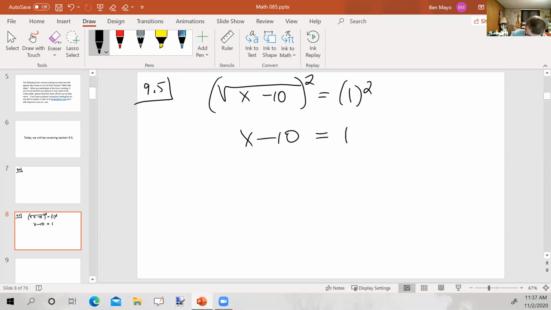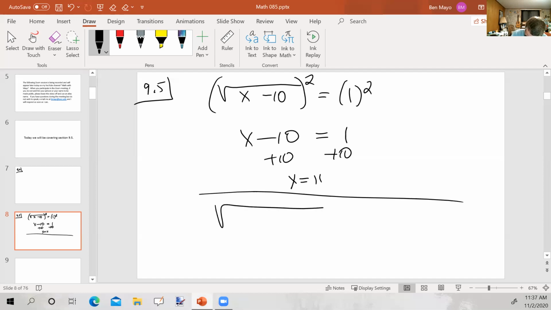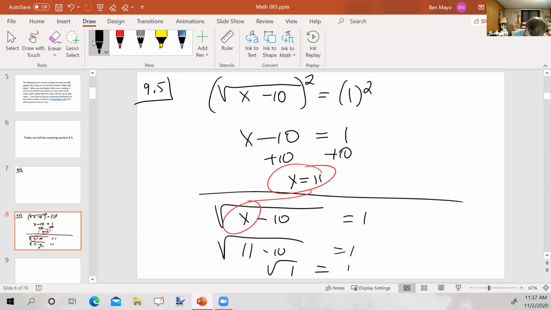Nope. All right. Then we'll add 10 to both sides of the equation, x equals 11. What's left to do is to check our work. So we'll go back to the original equation and we'll put 11 right there. So that gives us the square root of 11 minus 10 equals 1. The square root of 1 is 1. 1 equals 1. So it checks. So x equals 11 is the solution. Any questions? All right. No.